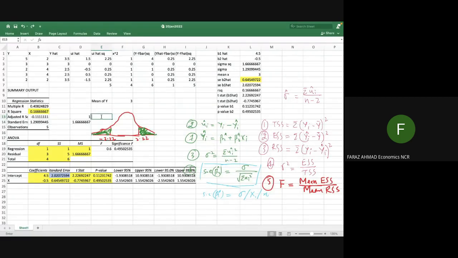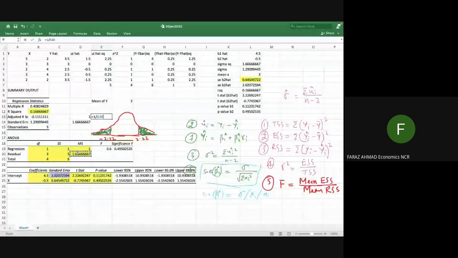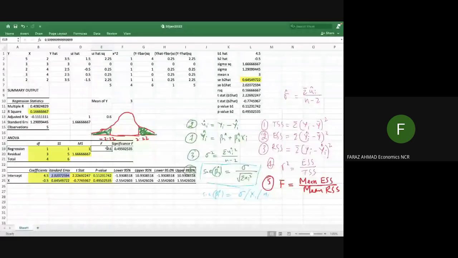So if we take this ratio, we get the F statistic, and this is simply calculated by taking this ratio. So I'm writing it here. I will divide the mean ESS, which is 1, by the mean RSS, which is 1.66666667. And when we do it, it turns out to be 0.6. Now, this 0.6 you can think of as being 60%, right? So if you make a comparison of the mean ESS and mean RSS, the explained part and the unexplained part, the explained part is just 60% of the unexplained part.